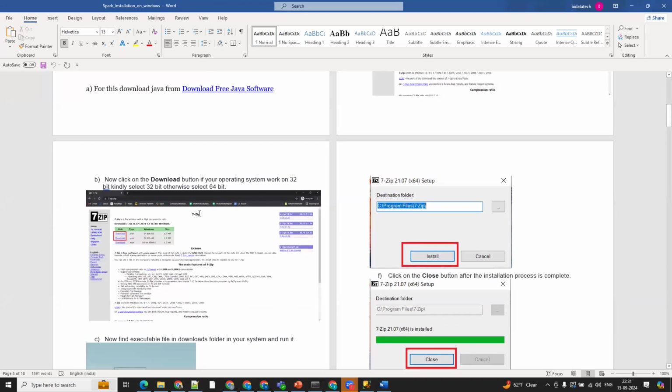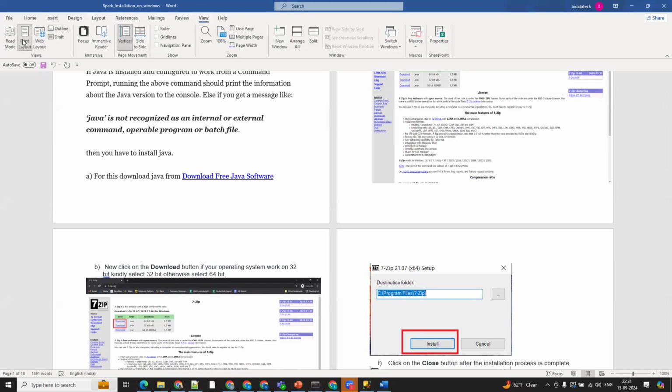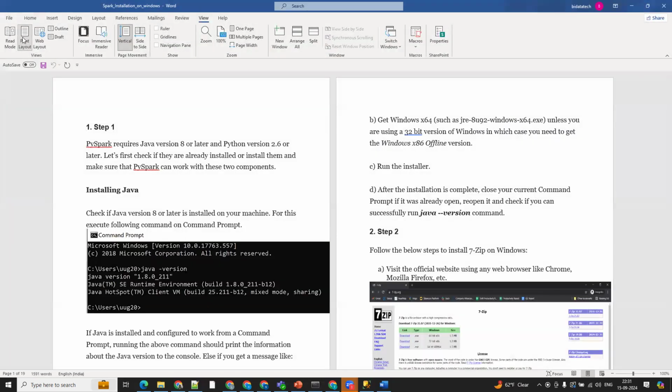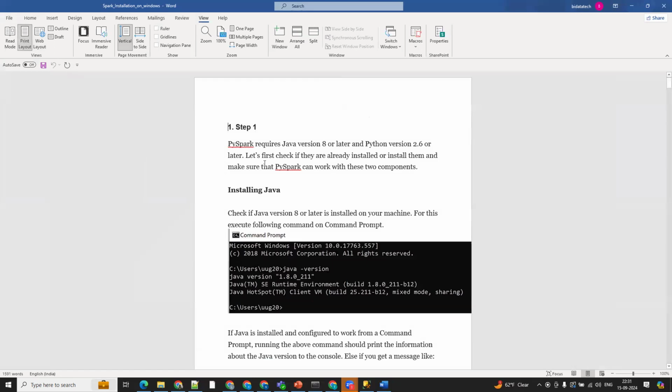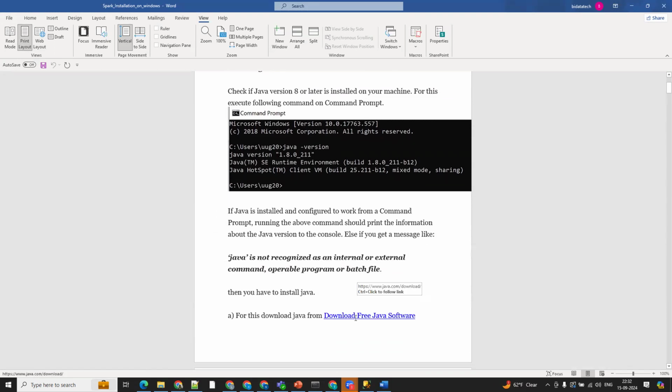If you want to install Spark in your local, you have to install Java first. That is mandatory because Spark runs on top of Java, indirectly. So you have to install Java. I've given the link for the Java version here, for installing Java.